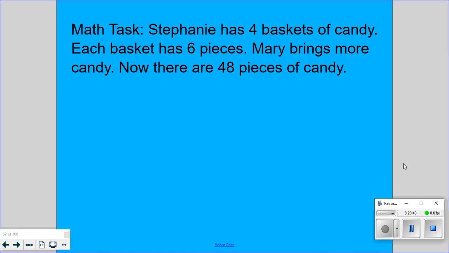Mary brings more candy. Do we know exactly how much Mary brought? Do I know what Mary brought? No, I just know she brought more. Now there are 48 pieces of candy.